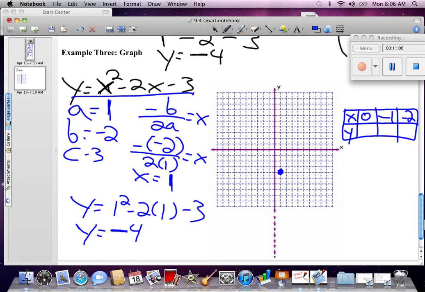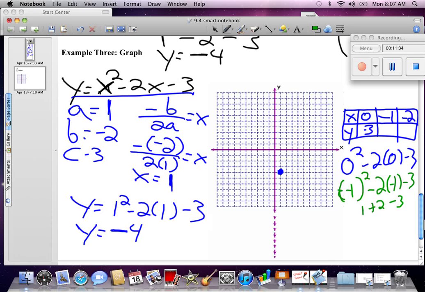X is 0, so I get 0 squared minus 2 times 0 minus 3. So I'm going to get what? 0 squared is 0, 2 times 0 is 0, so I'm going to get negative 3. Now I'm going to replace it with a negative 1. So I've got negative 1 squared minus 2 times a negative 1 minus 3. So I get 1 plus 2 minus 3, so I get 0. Am I going too fast? Okay. Do you guys get how I'm plugging these numbers into x squared minus 2x minus 3?